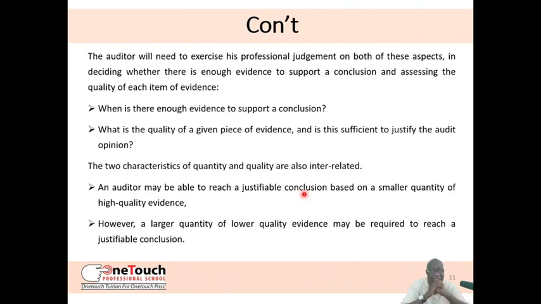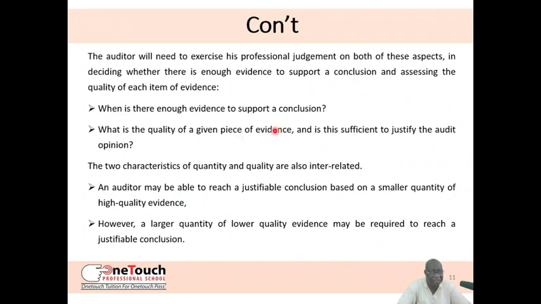Then continue. The auditor will need to exercise his professional judgment. I told you from the beginning, in the previous lesson, that we have professional judgment on both of these aspects. The auditor will need to exercise his professional judgment on both of these aspects in deciding whether there is enough evidence to support a conclusion. So it is you, the auditor, who will determine whether you have got all the necessary evidence. Is there enough evidence to support a conclusion? That is the question. What is the quality of a given piece of evidence? And is this sufficient to justify the audit opinion? All these things you need to consider.